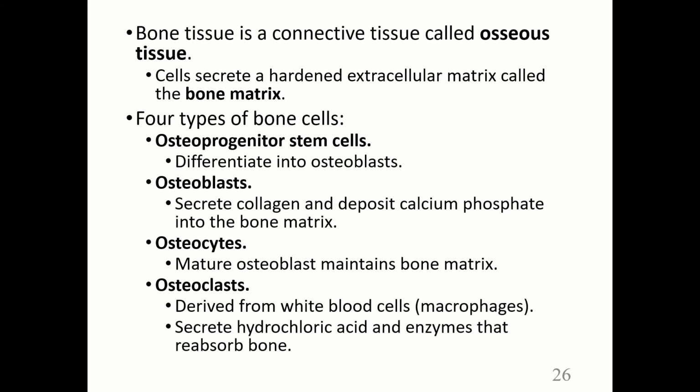The osteoprogenitor stem cells are going to differentiate into osteoblasts. This means that the bone cells are going to continuously grow and divide. Osteoblasts are going to secrete collagen and also deposit calcium phosphate into the bone matrix. Osteoblasts will mature into osteocytes. Thus, the osteocytes are mature osteoblasts that maintain bone matrix. The 4th type of bone cell is called the osteoclasts. This cell is derived from white blood cells called macrophages. They are going to secrete hydrochloric acid along with enzymes that reabsorb bone.